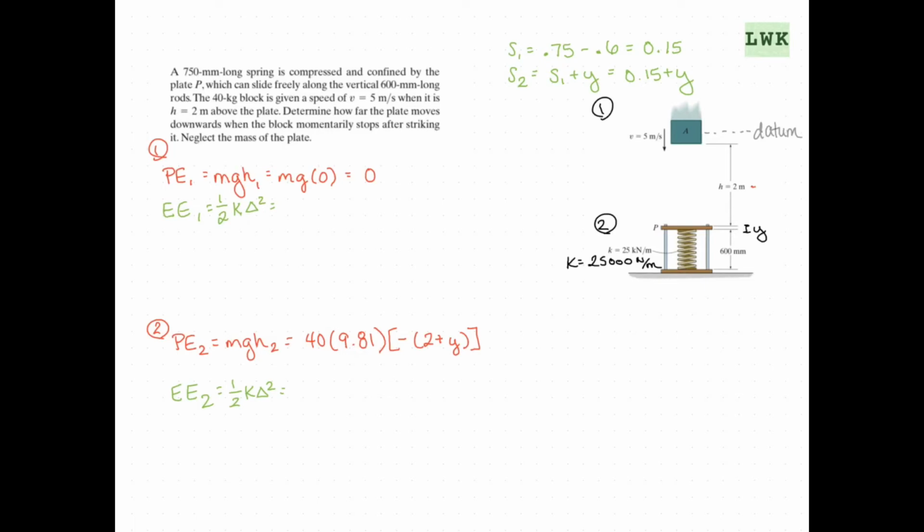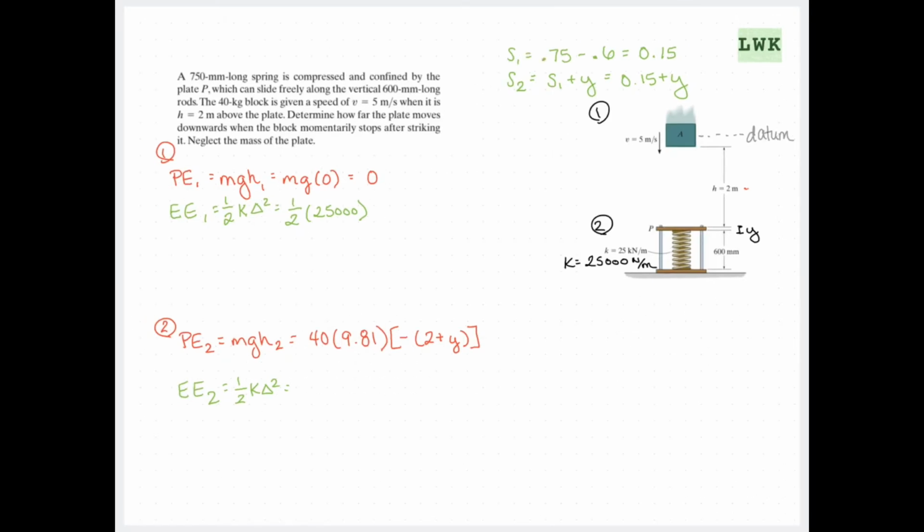So at our state 1, we're going to say 1/2 k, 25,000. We're going to use our Newton meters and not our kilonewton meters, times 0.15 squared. And this will work out to give us 281.3 joules. And at state 2, we'll have 1/2 times 25,000 times 0.15 plus y squared.